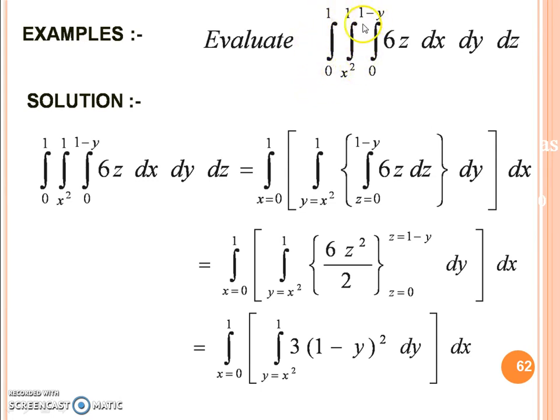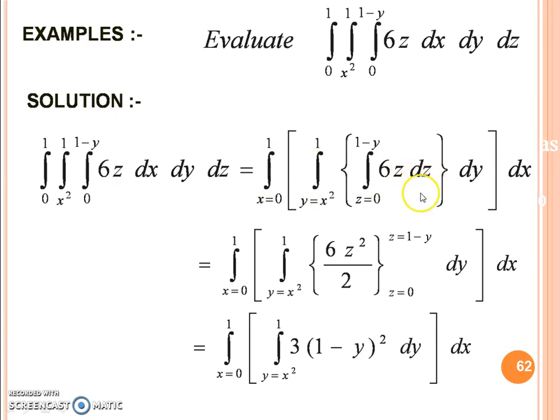But it is not possible to take the limit 0 to 1 minus y for y, because y cannot equal 1 minus y. So here the limit is only for either x or z. If we consider this limit is for z, then the next limit is for y and the last limit is for x. With this, we take z from 0 to 1 minus y, y from x square to 1, and the last limit is x from 0 to 1.